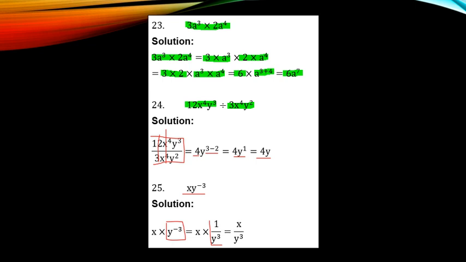You multiply s times y. S times 1 is s over y cubed. Over y cubed. S times 1, that is s over y cubed. Okay?